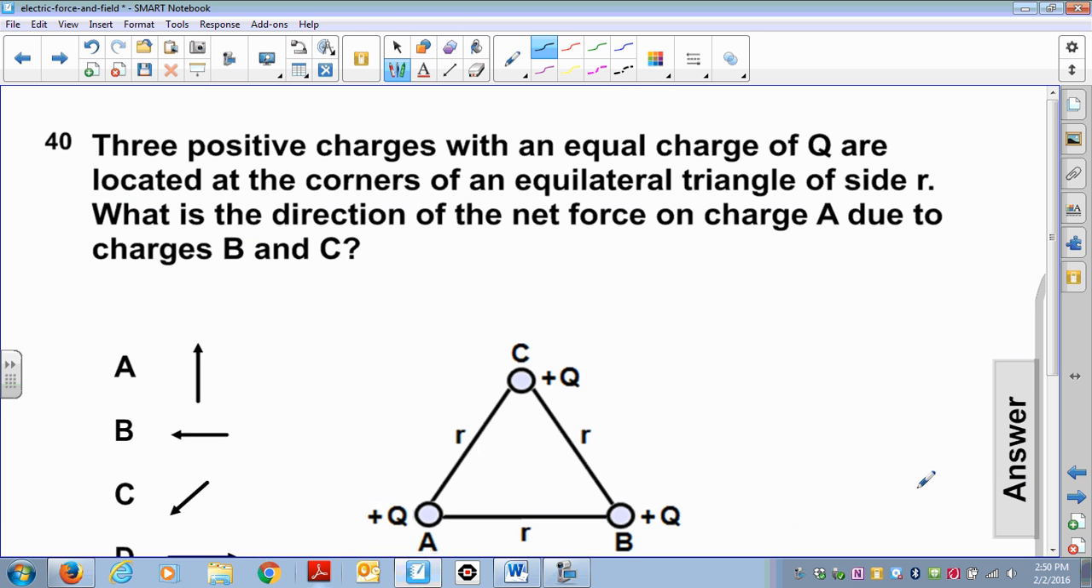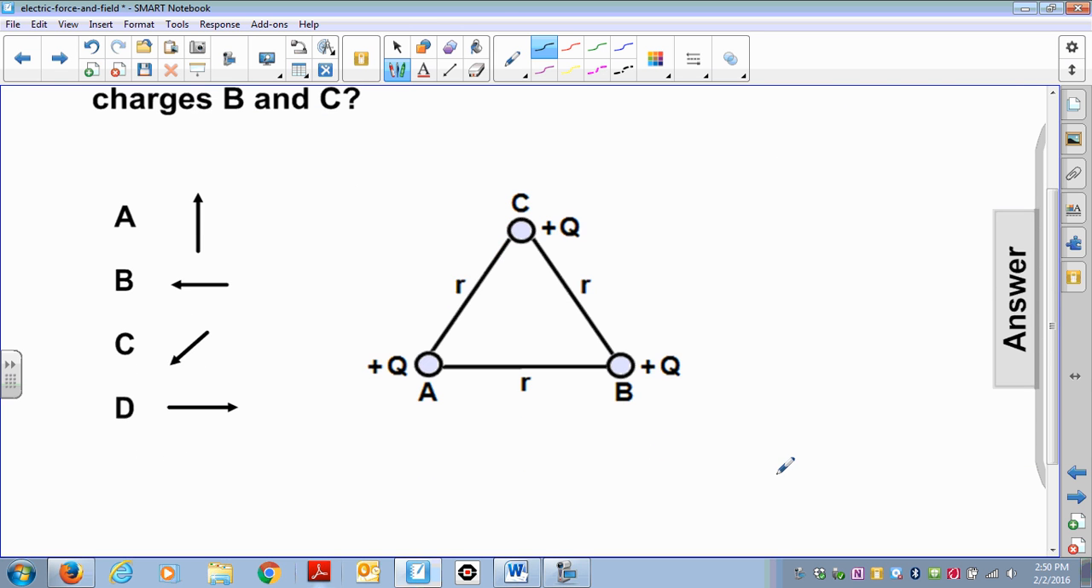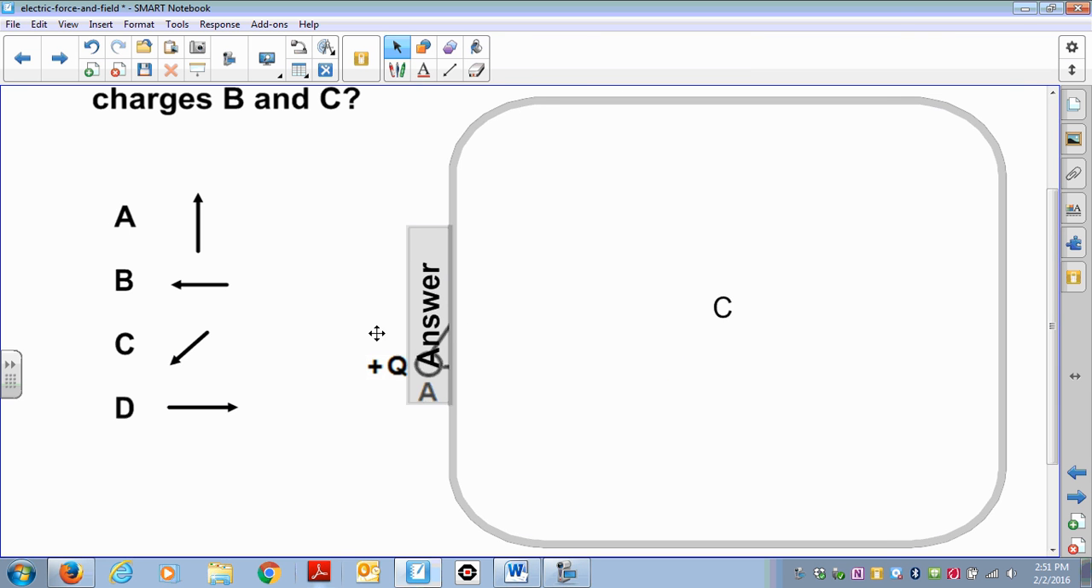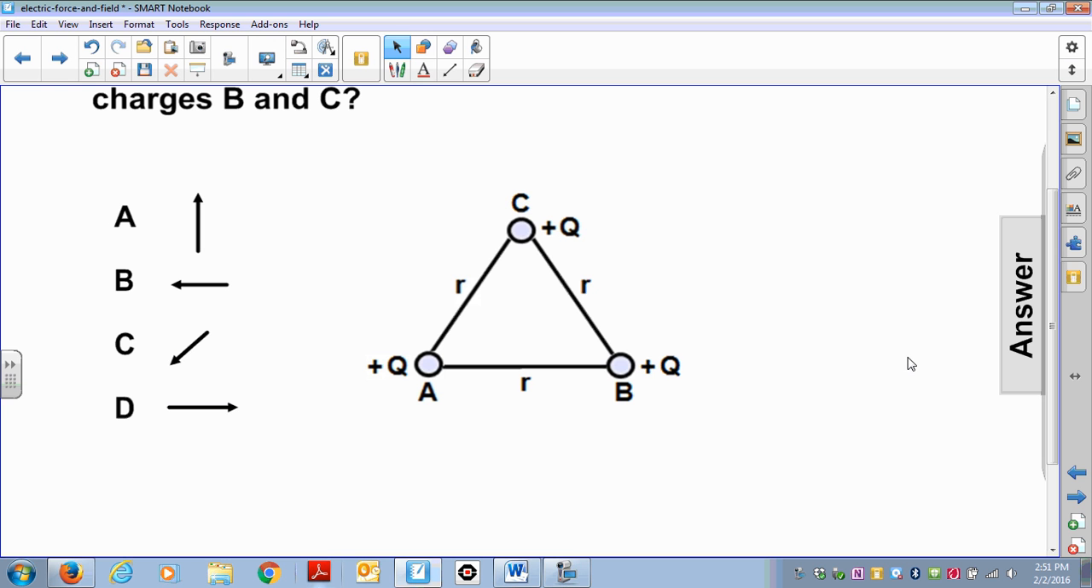Okay, so 3 positive charges with an equal charge of Q are located at the corners of an equilateral triangle of side R. What is the direction of the net force on charge A, right here, due to charges B and C? Go ahead and pause the video now. Okay, so let's see what you chose. Hopefully you chose C as your correct answer. Remember, it's not going to be straight up because we're not looking at C anymore. We're looking at A.